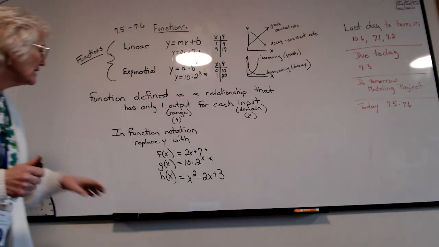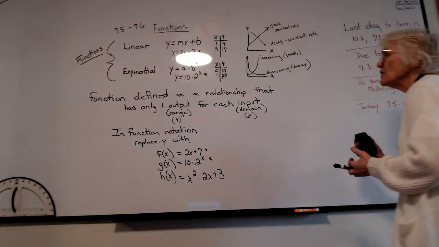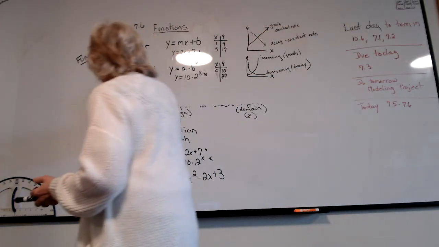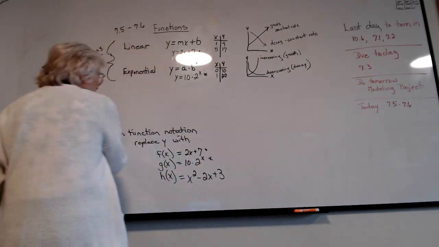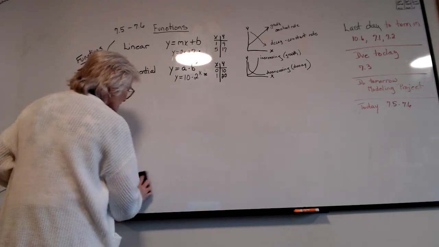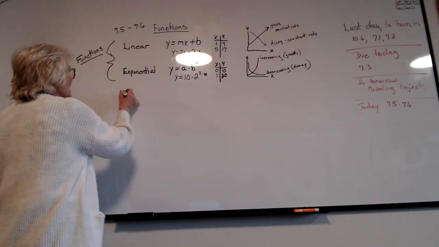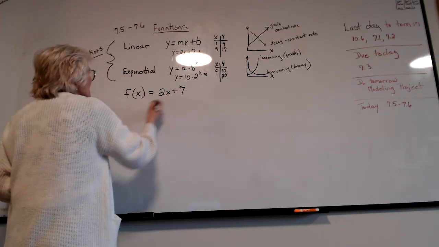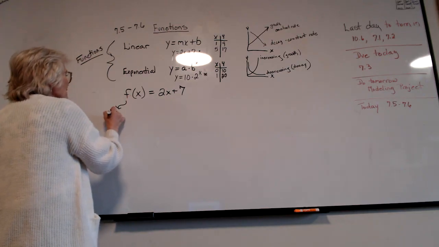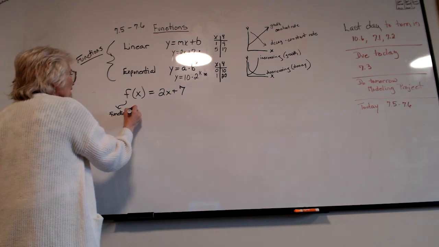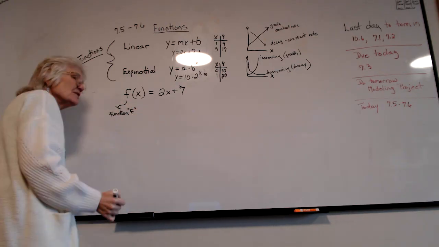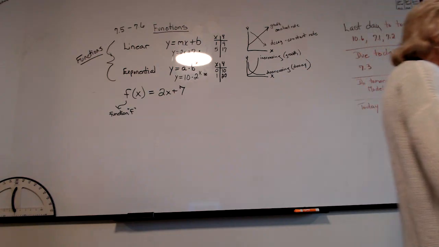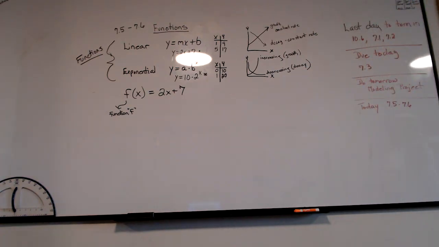Okay, so let's look now at how to read this terminology, this notation that I just gave you. So f of x equals 2x plus 7. This stands for function f. So it's kind of like we named the function. We gave the function the name f. It is not a variable. It is just standing for the name of the function. We're talking about the function of f.